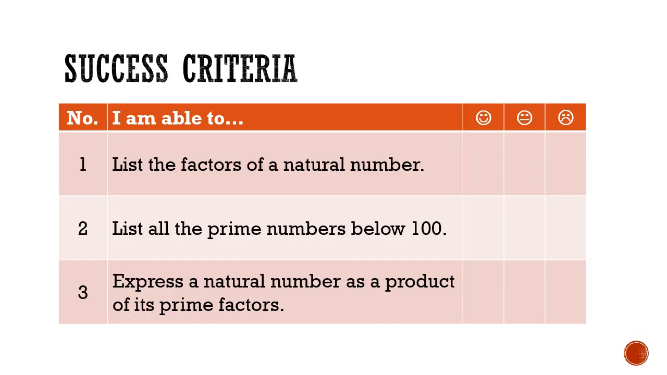Before we end, let's reflect on the success criteria that we set out at the start of the lesson. Are you now able to list out the factors of a natural number? Are you able to list out all the prime numbers below 100? And are you able to express a natural number as a product of its prime factors?